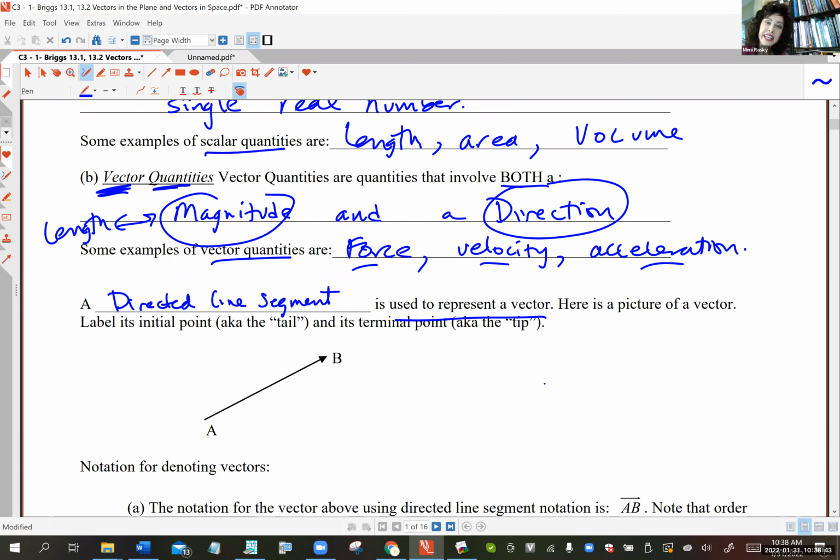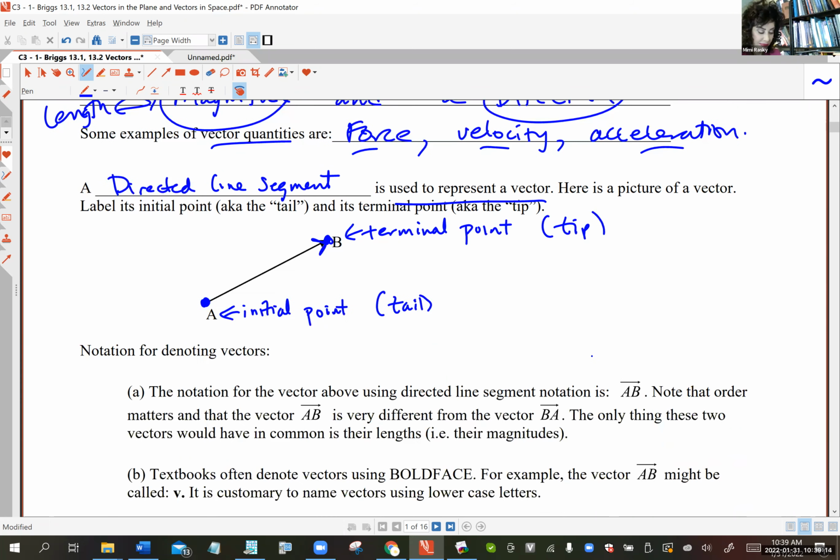I want you to get, though, that a vector has 2 points here, point A and point B. Point A is known as the initial point. Write this down because this is super important vocabulary, which is also known as the tail of the vector. The point where the arrow is located is called the terminal point. That's the point B in this picture, and it is also known as the tip. So a vector just is an arrow, people.